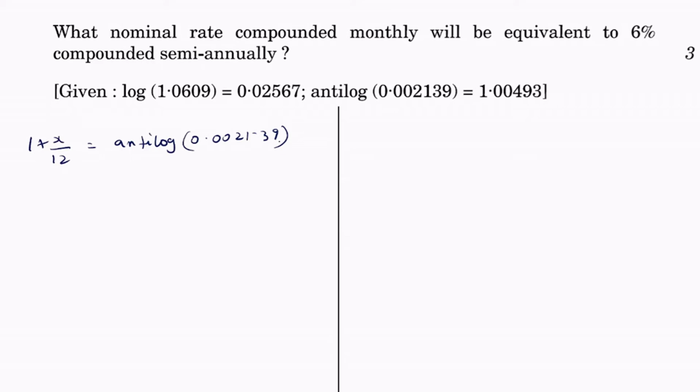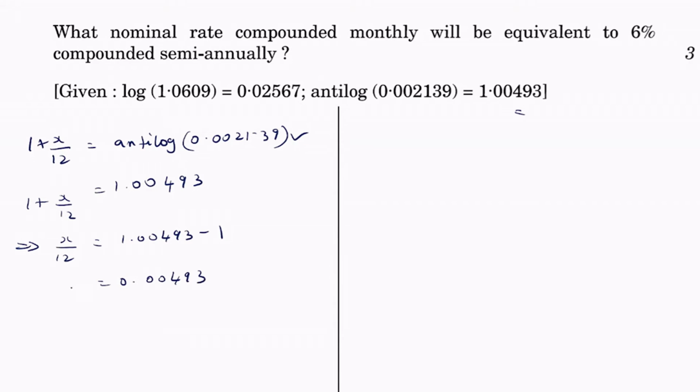0.002139. This value is given in the question. It is 1.00493. So this is 1 plus x by 12. So from this we will have x by 12 as 1.00493 minus 1, or it is 0.00493. This is x by 12. Or we will have x as 0.00493 into 12.